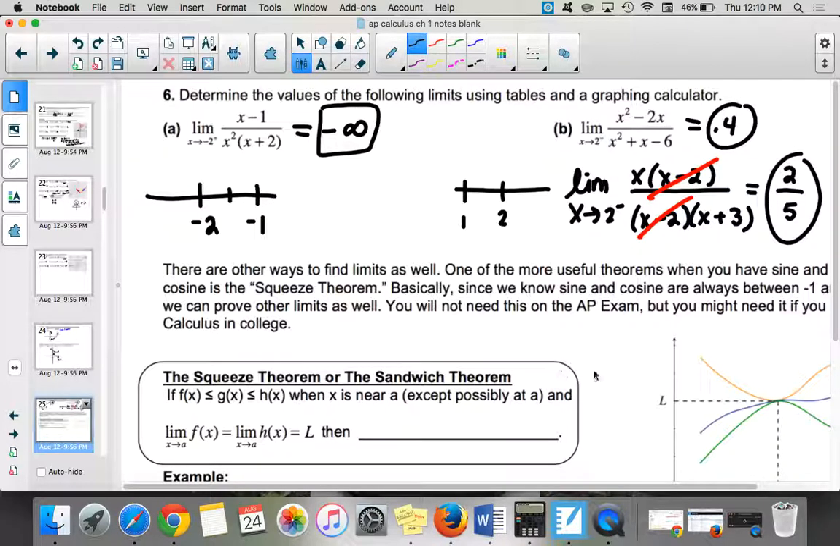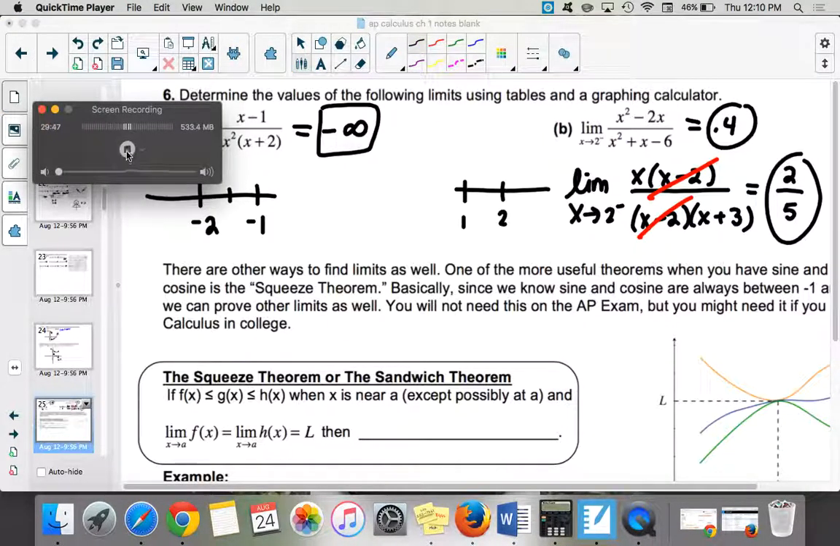All right, so we'll stop. We aren't going to do the squeeze theorem today, but remind me to do it next time. Yeah, it's my favorite theorem.